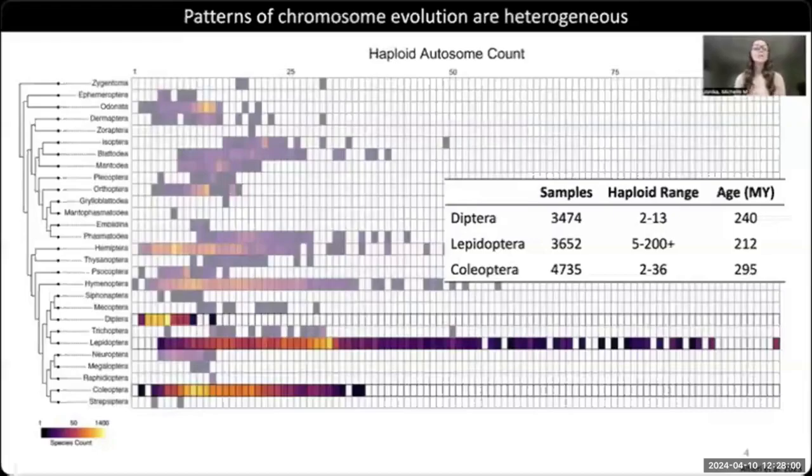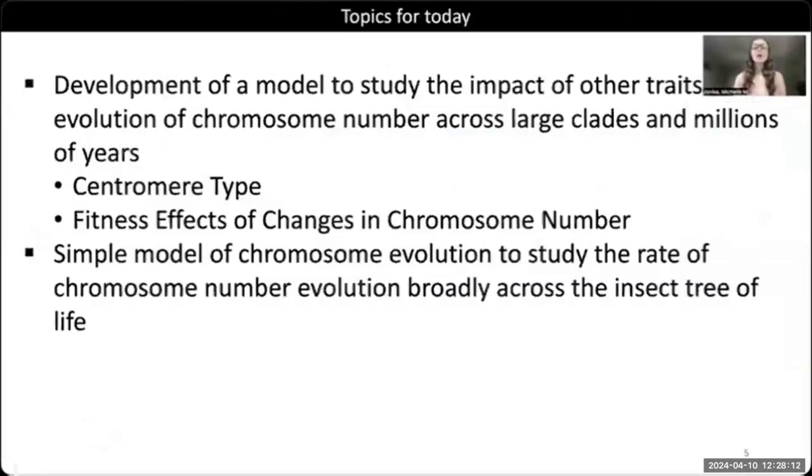And this tells us that there must be a great heterogeneity in rates of chromosome number evolution among lineages. And despite many recent developments in comparative methods, most of this heterogeneity is still poorly understood. And so today in my talk, I'm going to give an overview of our lab's chromosome number evolution model, which can study the impact of traits on the evolution of chromosome number across large clades and millions of years of evolution. Two such things that I'm going to discuss today that involve that model are the trait of centromere type, as well as the fitness effects of changes in chromosome number. And then finally, I'm going to end using a simpler model of chromosome evolution to discuss the rate of chromosome evolution broadly across the insect tree of life and the implications of these results.